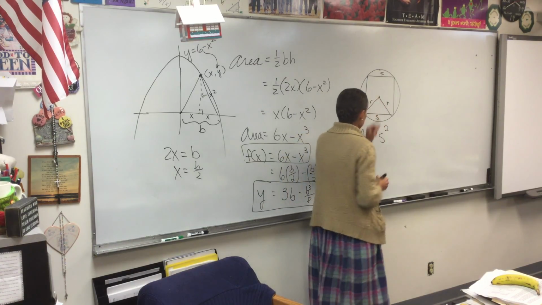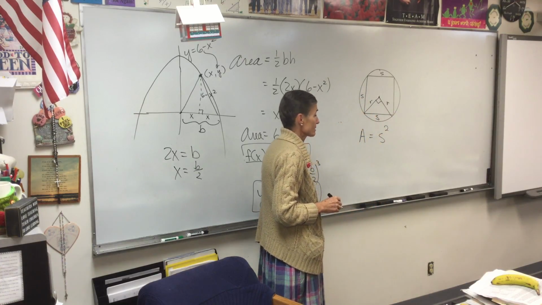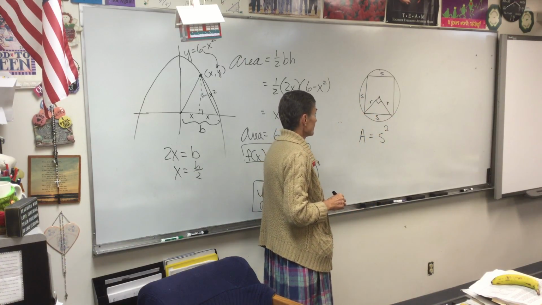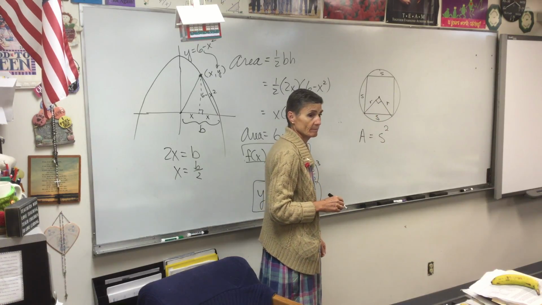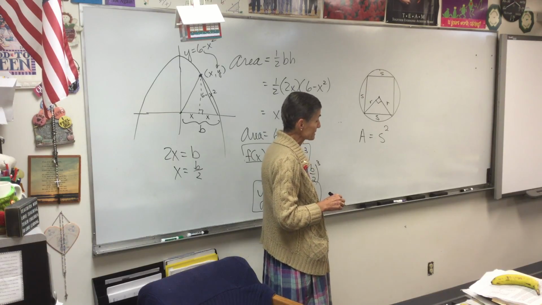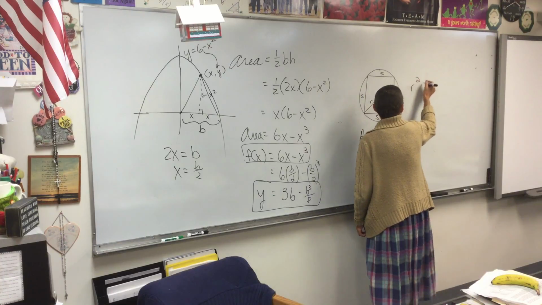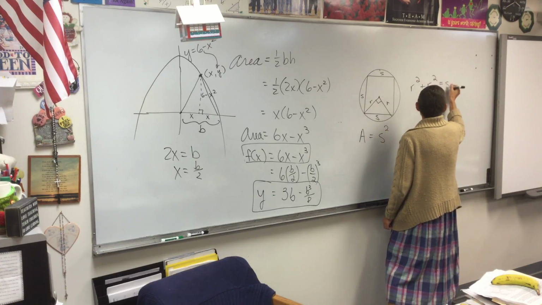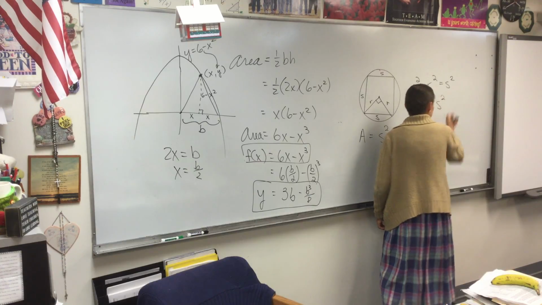Remember that this is a square. Diagonals are perpendicular in any rhombus, including squares. So what can you tell me about that little triangle right there? It's a right triangle, which means what very famous theorem should work? So I can say r squared plus r squared equals s squared, or 2r squared equals s squared.